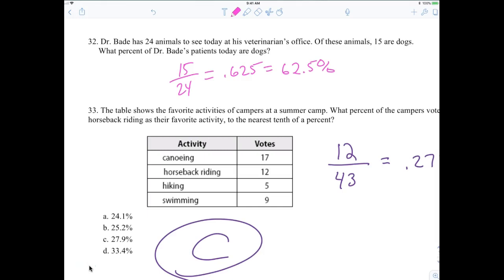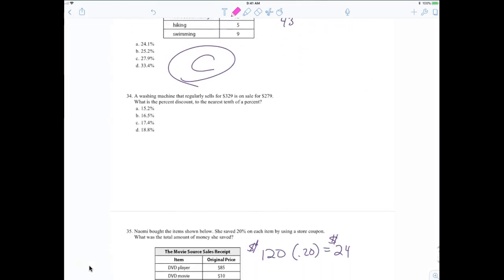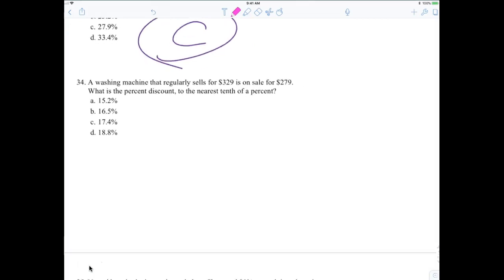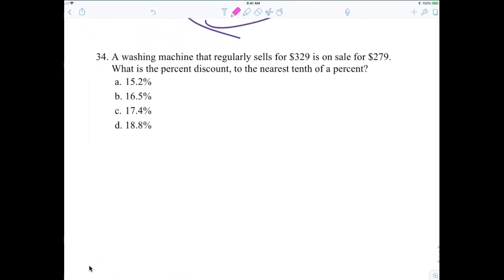All right, hopefully you feel like you have a good understanding of percentages. All right, very important. Very important. All right, here we go. Uh-oh. What is the percent of, what is the discount?